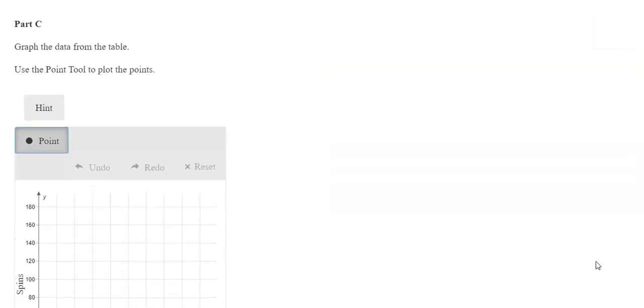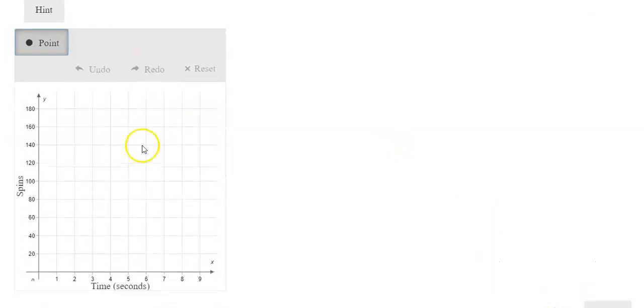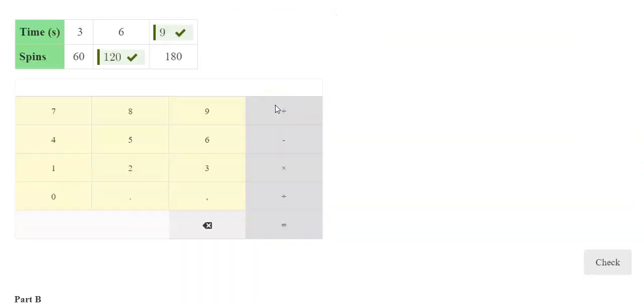Part C, we're going to plot them now. So we're going to use that table. At 3 seconds, we're at 60. At 6 seconds, we're at 120. At 9 seconds, we're at 180. And I just used that table that we filled in up there for that.